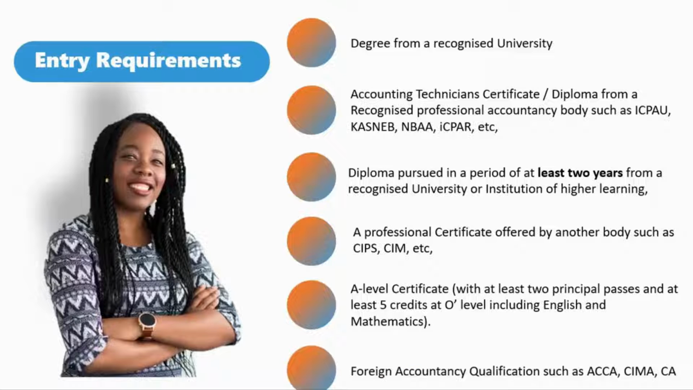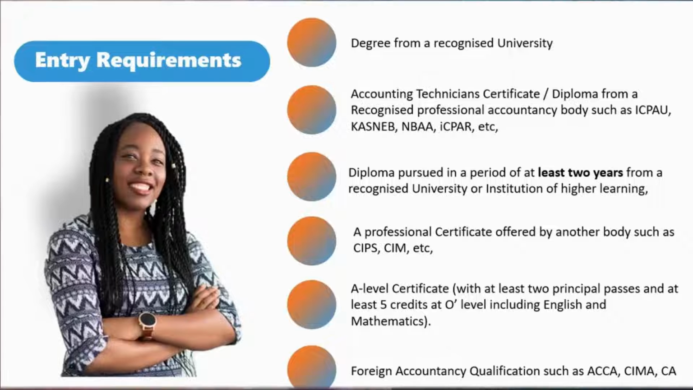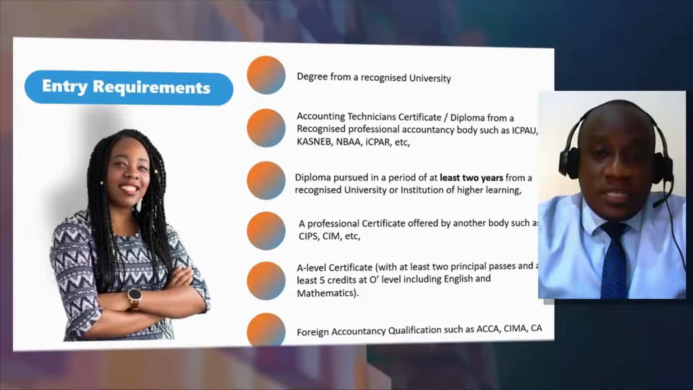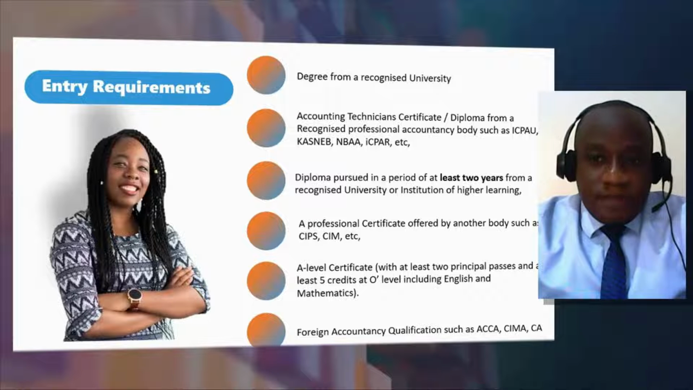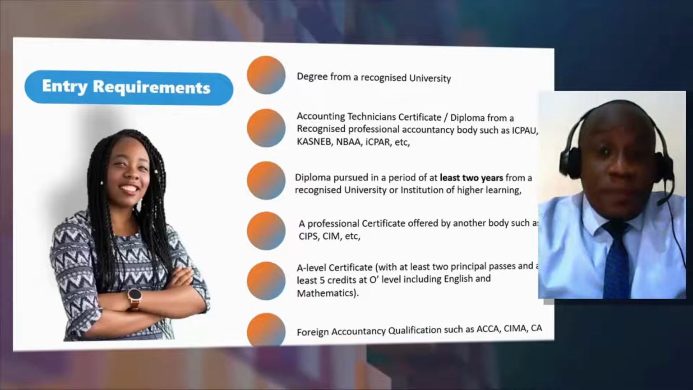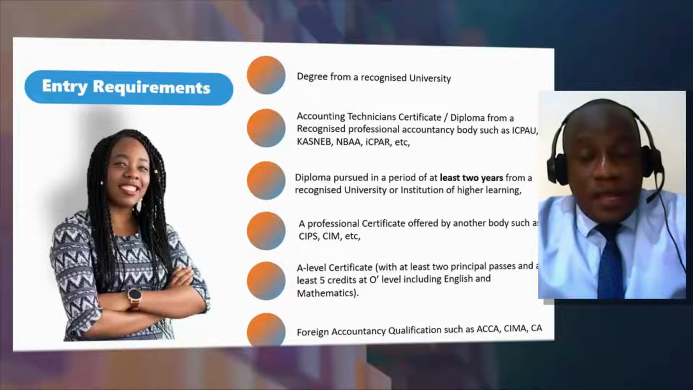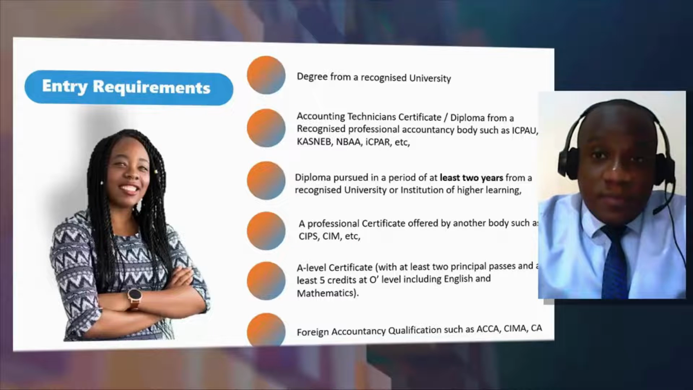Then we have the foreign accountancy qualifications such as SCCA, CIMA and CA. Now, people having these foreign accountancy qualifications, you might be required to sit additional papers. For example, right now, those that have SCCA might be required to sit for paper 4, which is business law, and paper 14, public sector accounting and reporting, including paper 9.